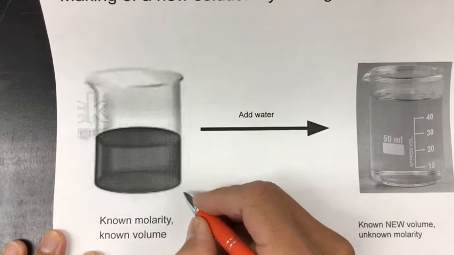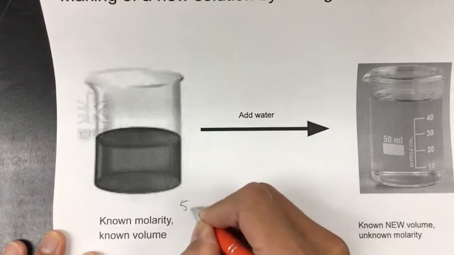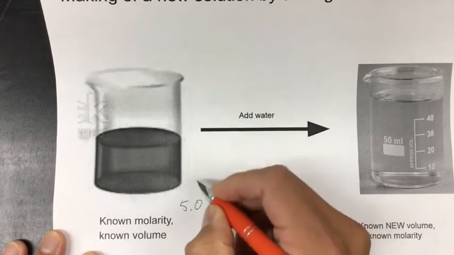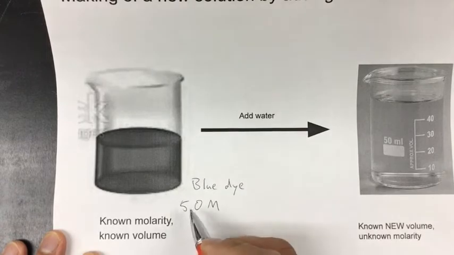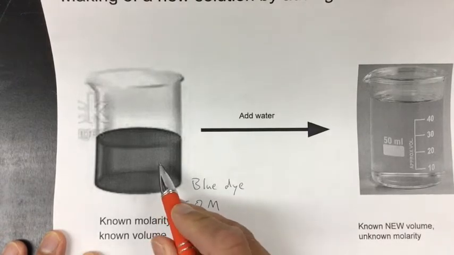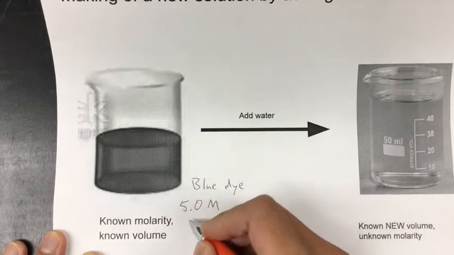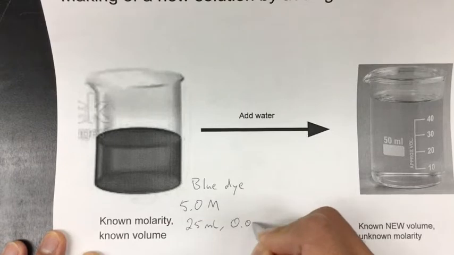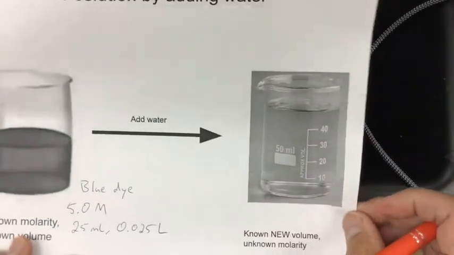Let's say, for instance, we have a 5.0 molar solution of blue dye, and I have some known volume of this. For instance, 25 milliliters, or 0.025 liters. Okay, now I add some water to it.